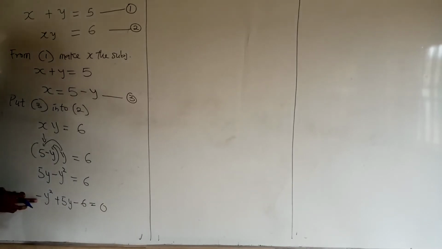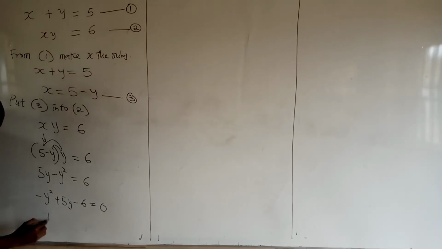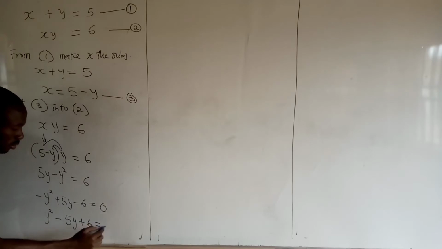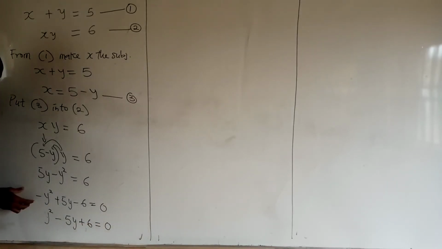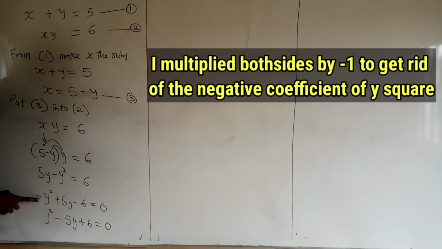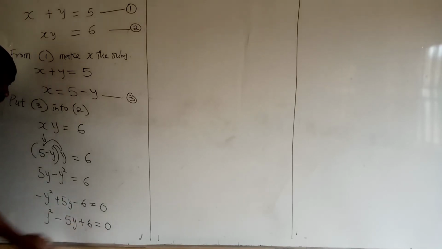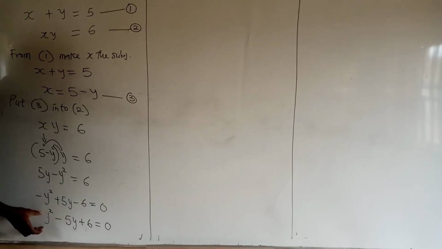I don't like the minus sign to start the equation, so I'm going to multiply both sides by minus 1 to get rid of the minus sign in front of the y squared. So I have y squared minus 5y plus 6 is equal to 0. What I've just done is multiply both sides by minus 1, so it eliminated the minus sign from here. So I'm having a positive y squared, a negative 5y, and a positive 6 equal to 0. Now we have a quadratic equation. We are going to solve this quadratic equation by the factorization method.